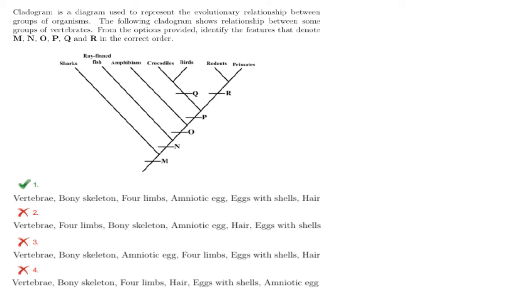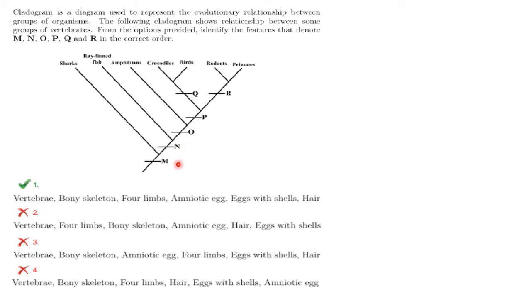Coming to the first question, a cladogram is a diagram used to represent the evolutionary relationship between groups of organisms. The following cladogram shows the relationship between some groups of vertebrates. From the options provided, identify the features that denote M, N, O, P, Q, R in the correct order. So M will be vertebrae.